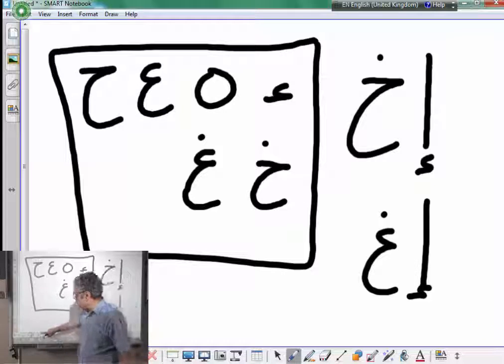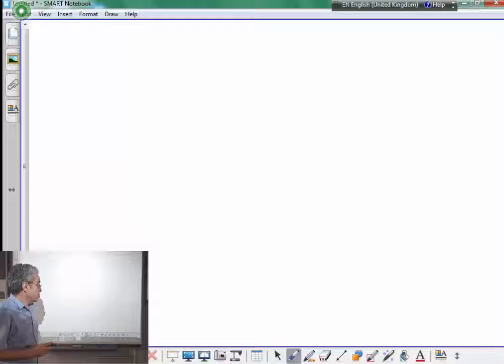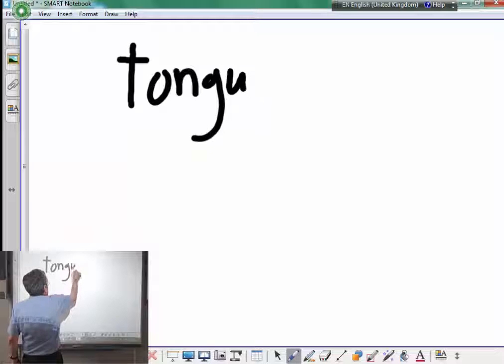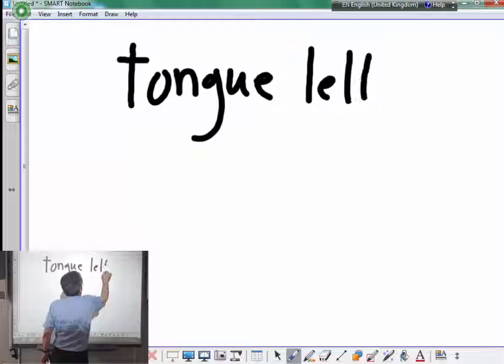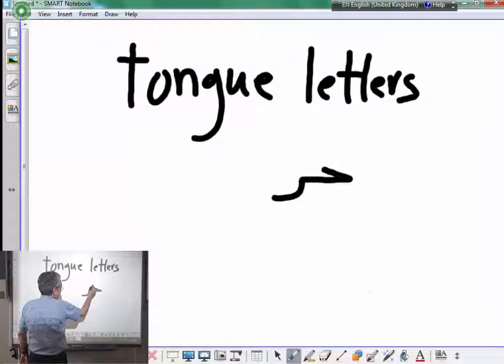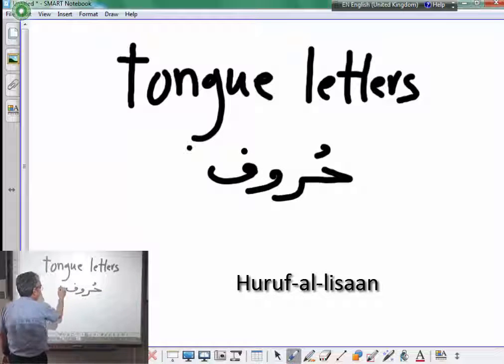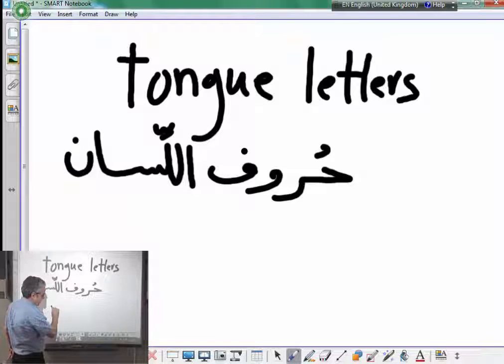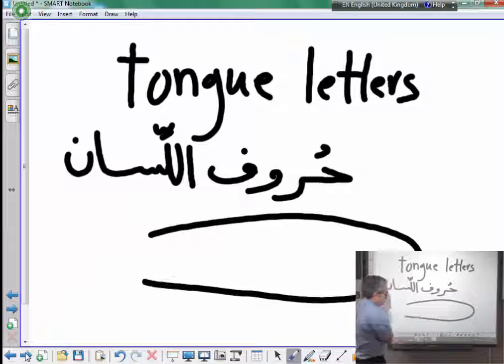Now we can move on to the next group of letters. We call them tongue letters, or in Arabic, حروف اللسان. So we can imagine that this is like the tongue. In the end of the tongue here, we've got 2 letters.